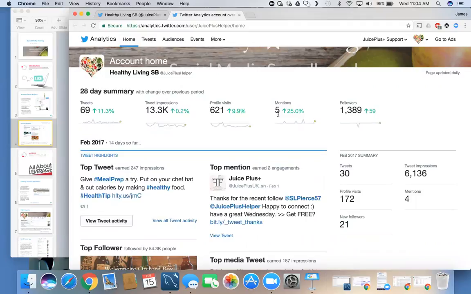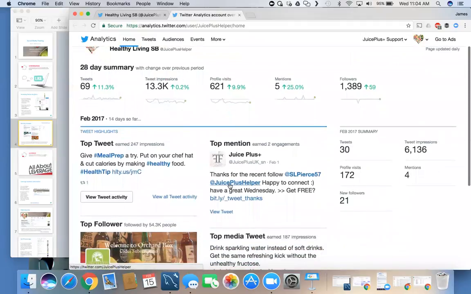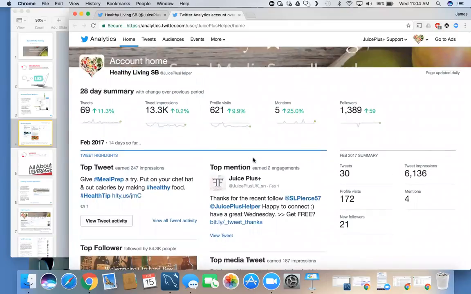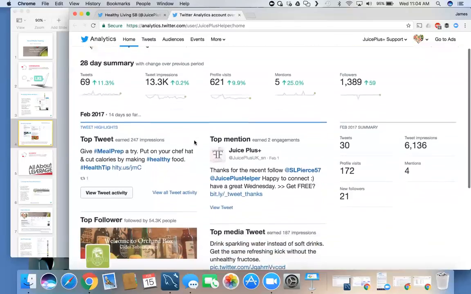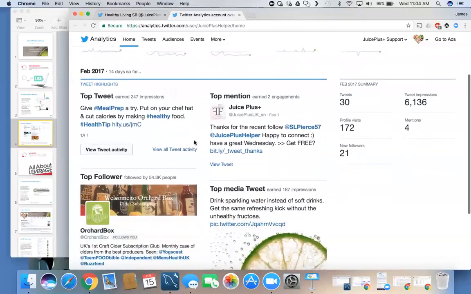Mentions is when somebody puts your Twitter handle in a tweet, and that's considered a mention. So they're specifically talking to you. And then your follower growth. And this is based on the last 28 days. We've picked up another 60. So then you can see how this breaks this out month by month.